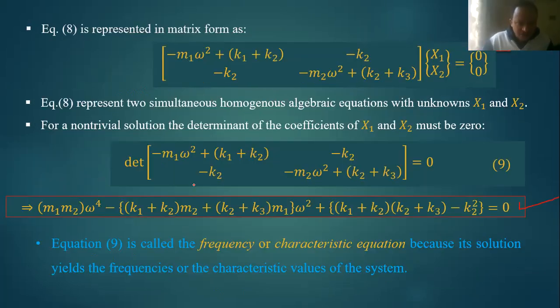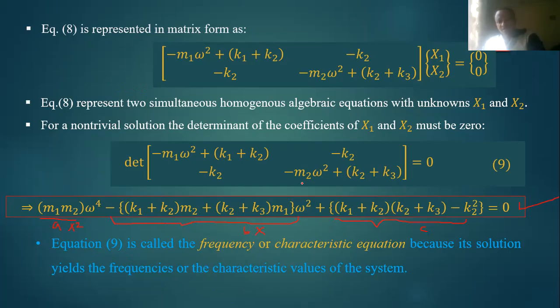We can consider this term as a in our mathematics, ax square. This term we call bx, and this term c. So this is an ax square plus bx plus c equals 0 type of equation. For that, we have a quadratic solution, two roots of the quadratic solution.